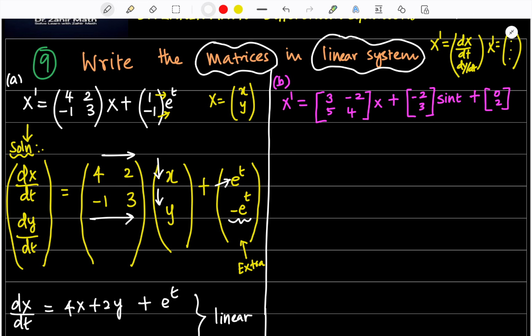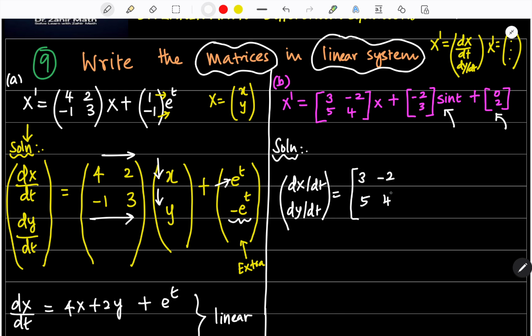In the second question, there is an extra fitting here and here also, so there are two extra fittings. It is also a 2 by 2 matrix. So we will write x dash as dx by dt and dy by dt. This is equal to the matrix 3, minus 2, 5, 4, and capital X is a column matrix, X and Y. Plus the extra fitting is minus 2 sin t and 3 sin t. How did I get this? I just multiply here and here, first row first column, second row first column, and then plus 0, 2.